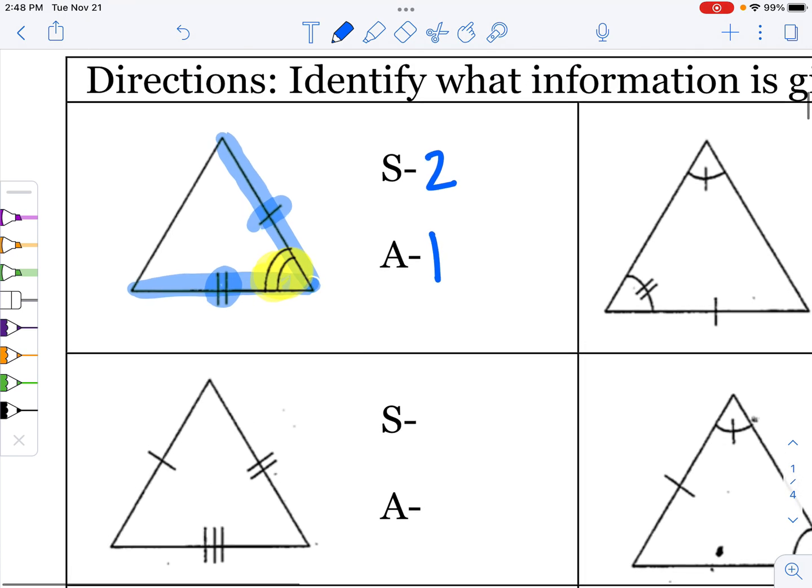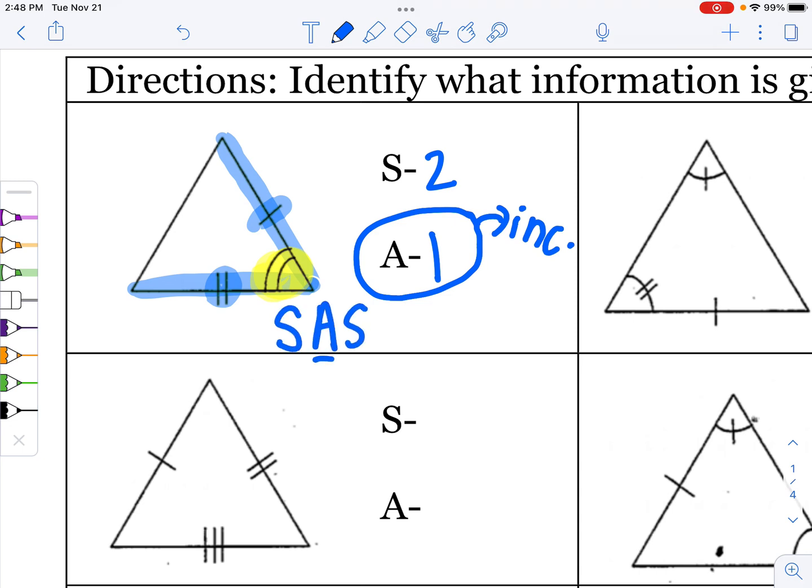This is really good practice. You're going to circle the one that only has 1. What we're trying to ask ourselves is, is that angle included or non-included? Is it happening between the 2, or is it off to the side? Well, this angle is included. If it's included, you're going to list it in between the 2 sides. So I'm going to say SAS. It's in between the 2, so I show that by writing it like this, showing that angle is happening in between these 2 sides. If it's non-included, we'll list it off to the side, and we'll list it third.